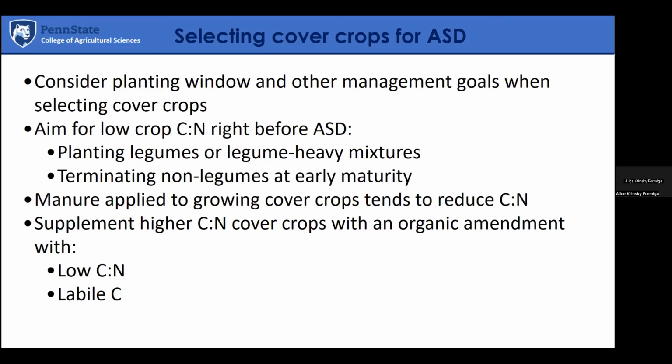We found that applying manure to growing cover crops tends to reduce the C to N ratio just because the plants have access to that sufficient nitrogen source. And then also that supplementing cover crops that have a higher C to N ratio with an organic amendment that is both low in the C to N ratio and also readily decomposable for the soil microbes is really important.